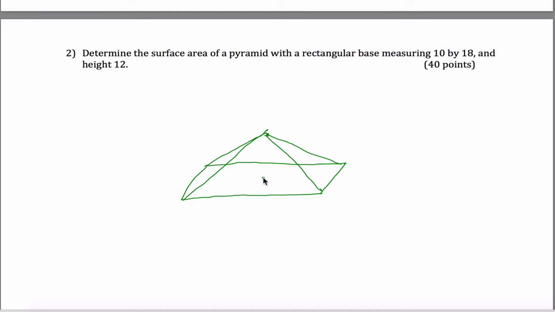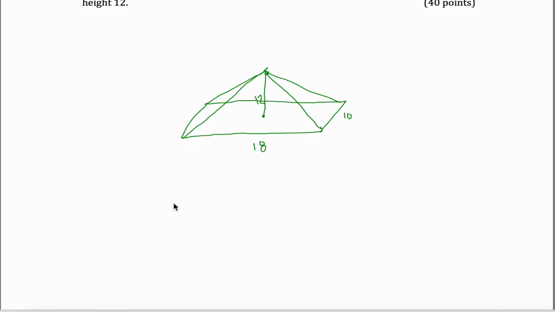I can even put the height in here for you if you would like. The base measures 10 by 18, so maybe I'll call this 18 and I'll call this 10, and the height here is 12. And what you're asked to do is figure out the surface area. Well, the surface area comes from 5 different parts. I have these 4 triangles on the sides, and then I have the base. So let's start out with the base area. That's the easiest. Because it's a rectangle, I just take the length times the width. 10 times 18 gives me 180.